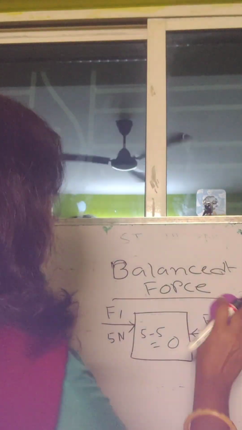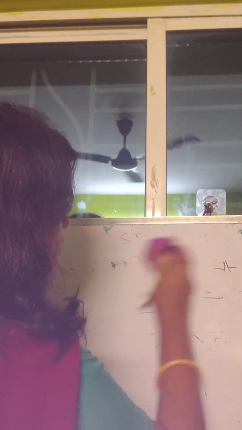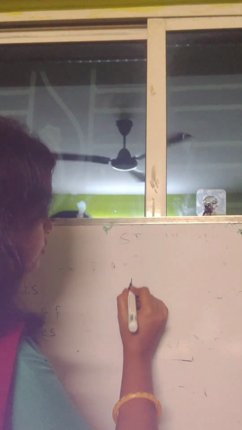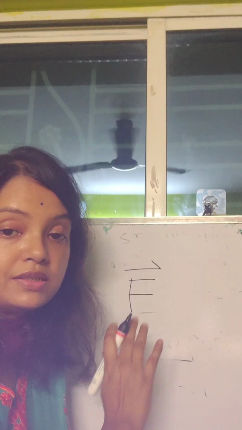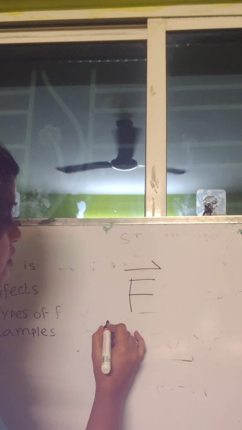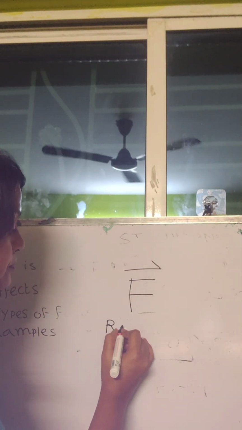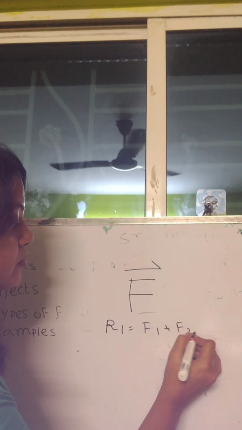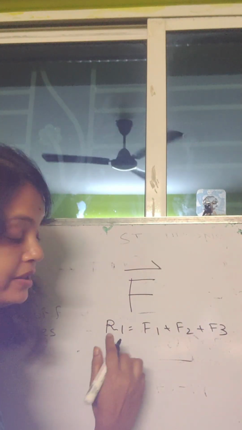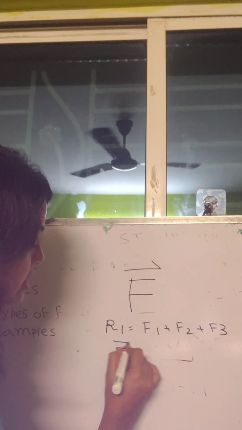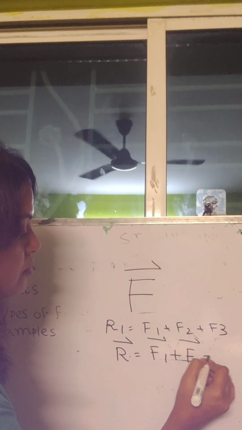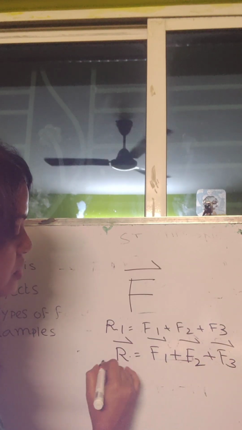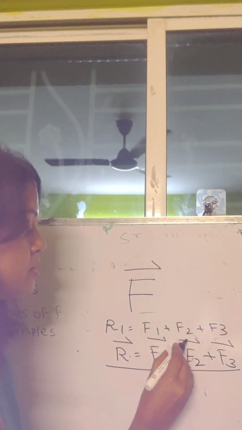One more thing, since force is a vector quantity, we can express this in the form of this symbol that represents that this is a vector quantity. So instead of writing this, we can write the resultant force in this way, with the vector symbol.